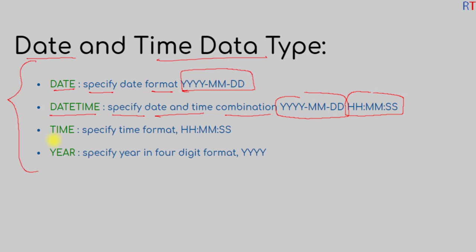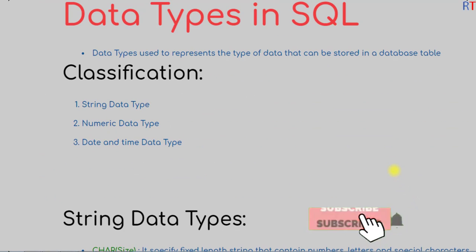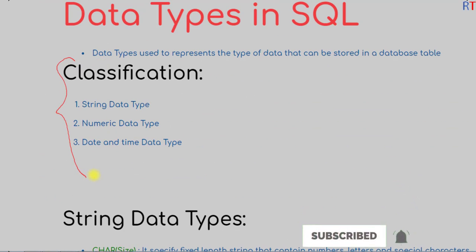And next you have the time data type. It is used to specify the time in the format hour, minute and second. And next you have the year data type. It is used to specify year in 4-digit format. So these are all the available data types in structured query language.